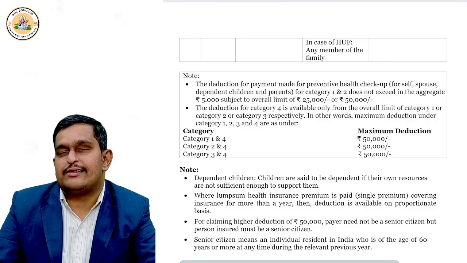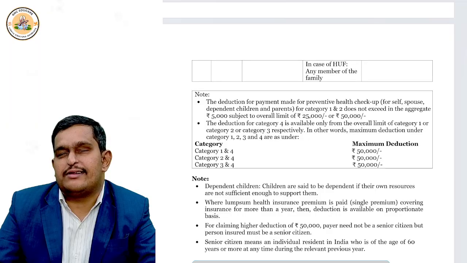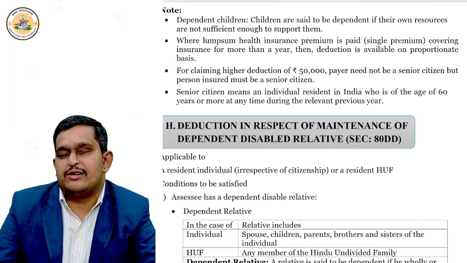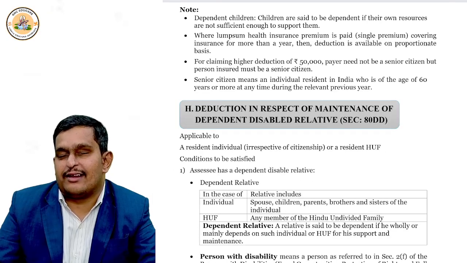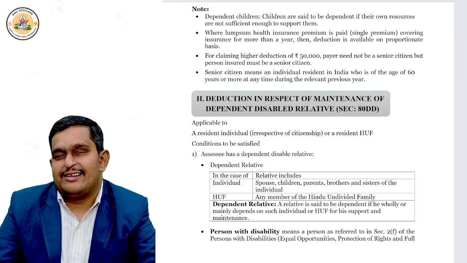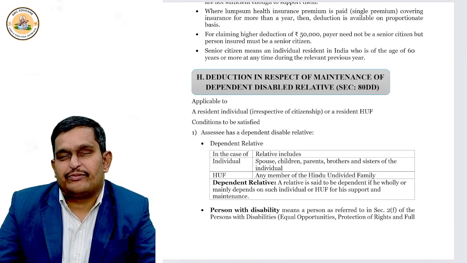Now shall we go to the second concept, and that is 80DD. Right? 80DD talks about disabled dependent relative. So he is dependent on you because he is disabled, and he is a relative. That's why you are taking care. If he is not a relative, you will not take care. Correct? Chal. So basically disabled dependent relative.